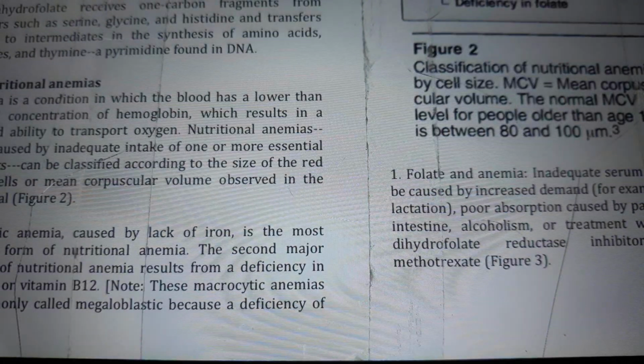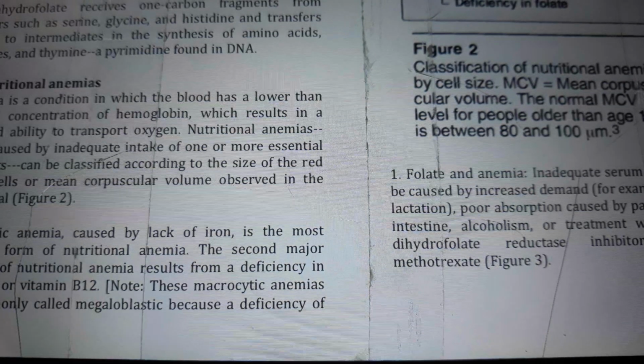Function of folic acid. Tetrahydrofolate receives one-carbon fragments from donors such as serine, glycine, and histidine, and transfers them to intermediates in the synthesis of amino acids, purines, and thymine, a pyrimidine found in DNA.